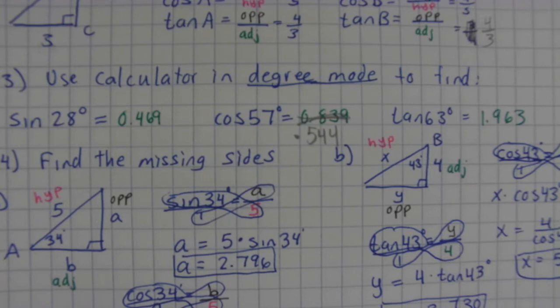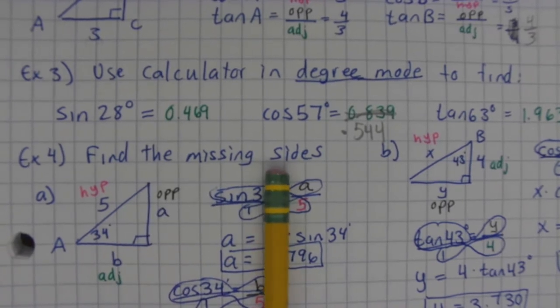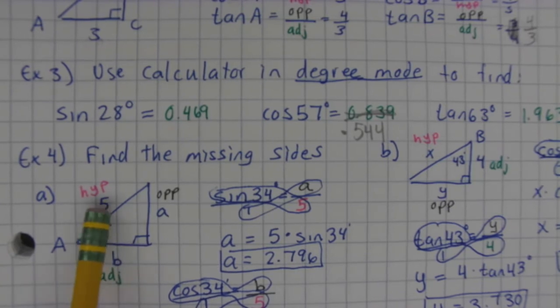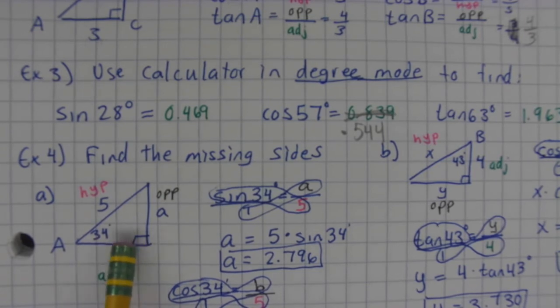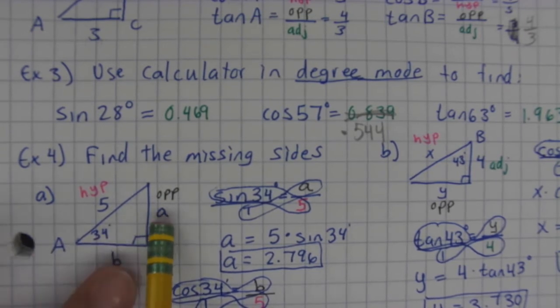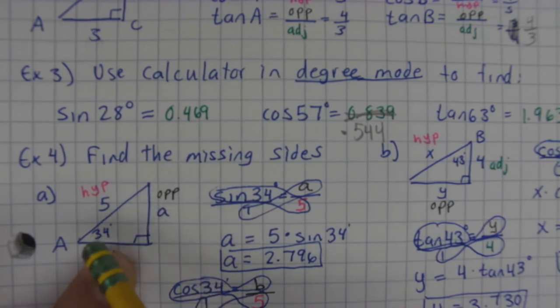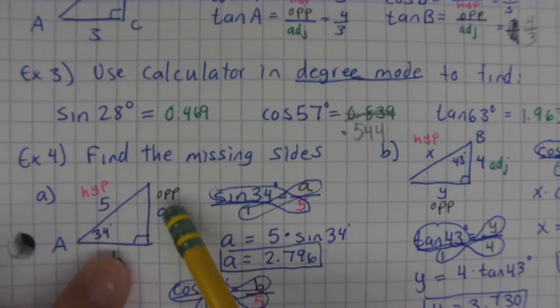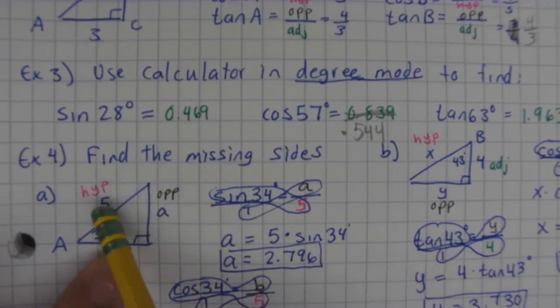All right. So the last example, example 4, find the missing side. So how do you find a missing side? Let's look at the problem. They give you angle A, which is 34, and they give you one side, which is the hypotenuse, 5. That is enough information to find the other sides because you have one angle and one side, and the angle is not the 90-degree angle. Let's say you wanted to find side A. Side A is the opposite of 34. I labeled opposite, hypotenuse, and adjacent.